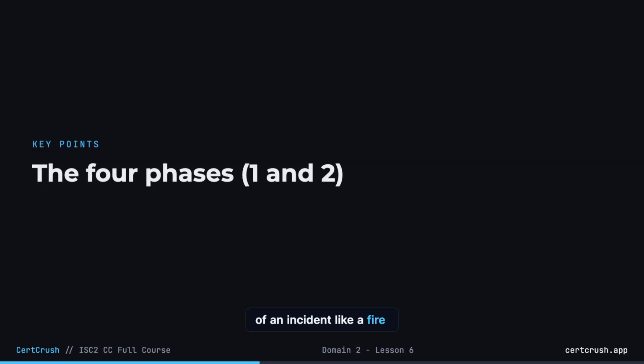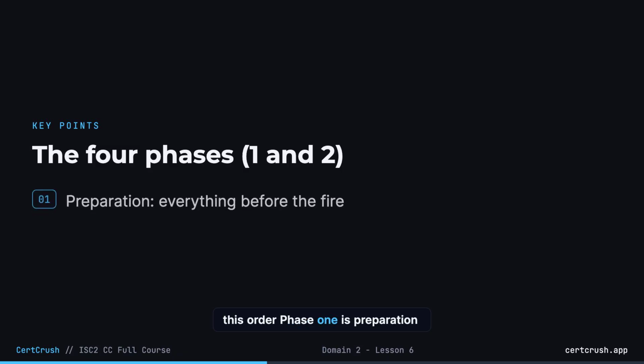Think of an incident like a fire in a building. There are 4 phases, and they always run in this order. Phase 1 is preparation. This is everything you do before the fire. You fit smoke alarms, you run drills, you build your CSIRT, and you write the plan. Preparation is the phase people skip, and the exam loves to reward it, because a response you did not plan for is a response you will fumble.